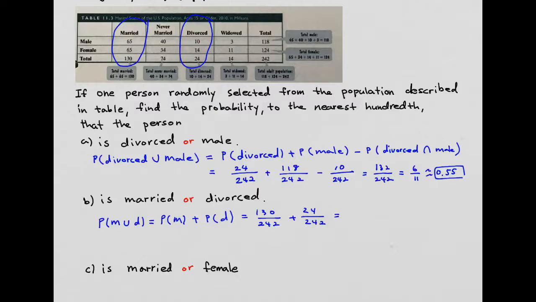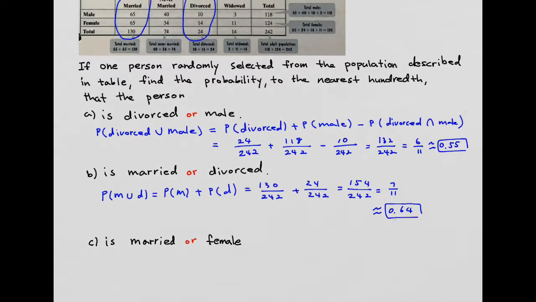When you add those numbers, you get 154 over 242. If you wanted to give me the fraction as the solution, this becomes 7 over 11. Or if you wanted to answer in decimal form, it will be 0.64. And either way, it will be okay in handwriting. I believe my math lab will ask for decimal form.